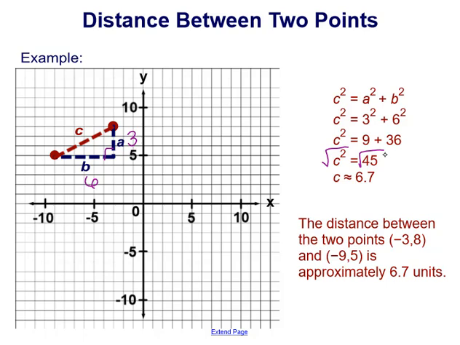That's where we're rounding the square root of 45, that value to the nearest tenth. So if that's the value of the hypotenuse of this right triangle, that is also the distance between the 2 points. So we have the distance between negative 3, 8 and negative 9, 5. Those coordinates is approximately 6.7 units. And again, we couldn't just count that. We had to use the Pythagorean theorem and this right triangle that we formed to help us.